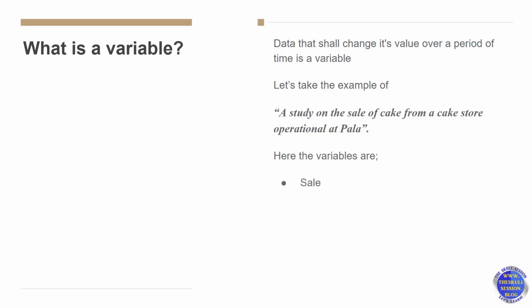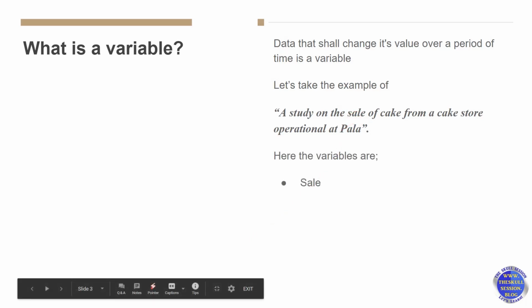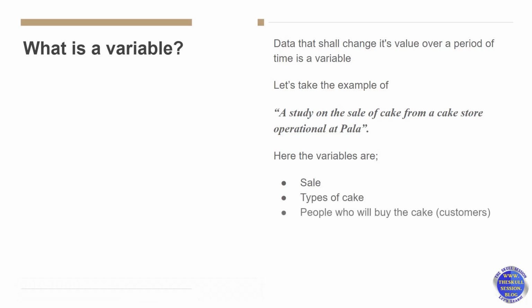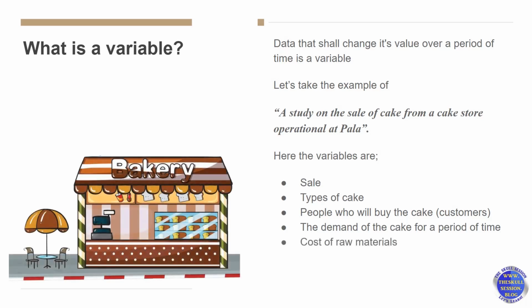The sale of cake, the sale is a variable. Various types of cake is a variable. The people who will come to buy the cake, our customers, are going to be variable. The demand of the cake for a period of time is going to change. And of course the cost of raw material, the type of raw materials that is used for production of a particular cake. Like this we can find various variables within this particular study.